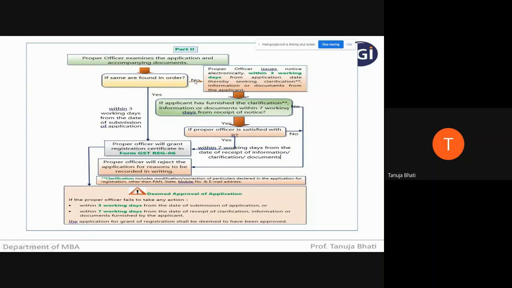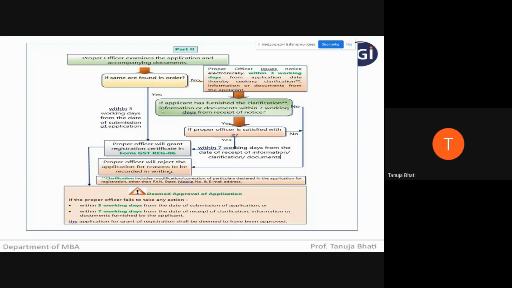So what does this mean? Suppose I'm the proper officer. I'm going through the documents and the application and I'm finding it not satisfactory. I'm finding some information is missing, or the documents are incorrect. So what I'll do, within 3 working days, I will inform the applicant that I want some clarification on this particular information that you have provided.